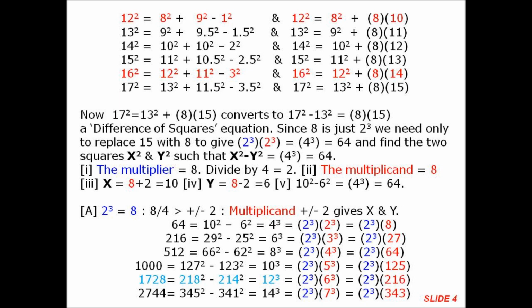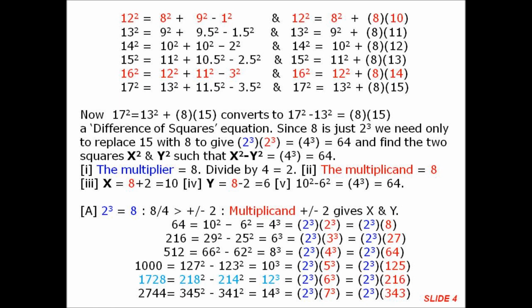1. The multiplier coloured blue equals 8. Divide by 4 gives us 2. 2. The multiplicand coloured red equals 8. 3. X equals the multiplicand plus 2 equals 10. 4. Y equals the multiplicand minus 2 equals 6. 5. 10 squared minus 6 squared equals 4 cubed equals 64.